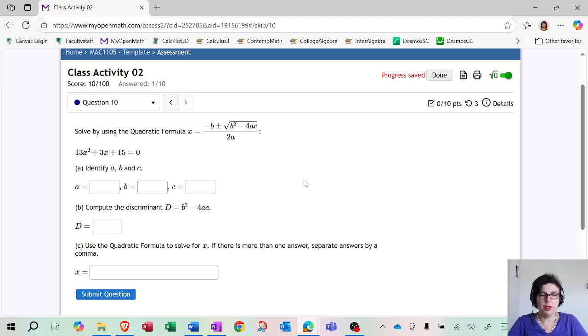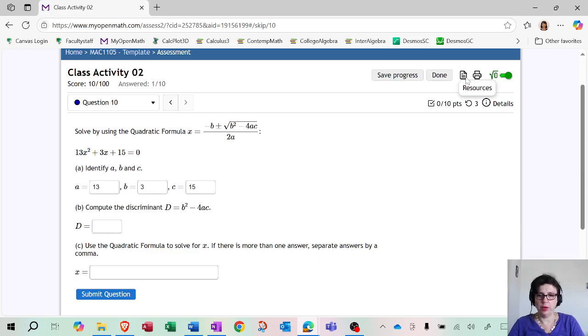Hi guys, in this video we are going to take a look at solving a quadratic equation using the quadratic formula. So the first thing you need to do is make sure that the equation is expressed in standard form. What that means is everything is on the left hand side and there is 0 on the right hand side. Once you make sure that's the case, then you can identify a, b, and c. So a is the coefficient of x squared, b is the coefficient of x, and c is the number.